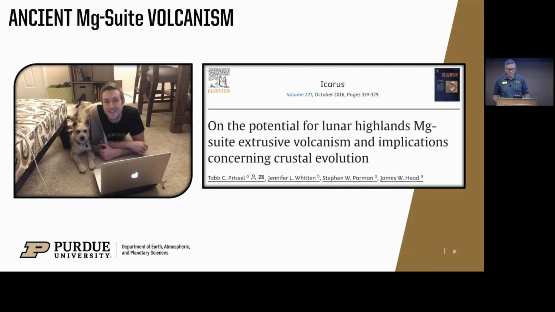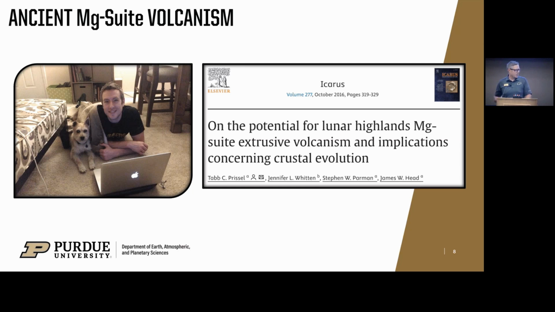Another contribution, working and writing in between those shifts, was our study of MG Suite volcanism. It is just based on the basic principle that, regardless of the range of parental melt compositions you would assume for the MG Suite, they were all much more buoyant than the Mare basalts, especially the high titanium magmas, which have clearly erupted onto the surface. So why are all the MG Suite samples we're looking at predominantly plutonic?